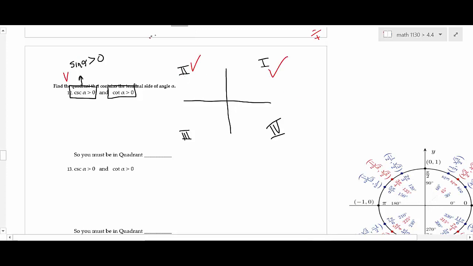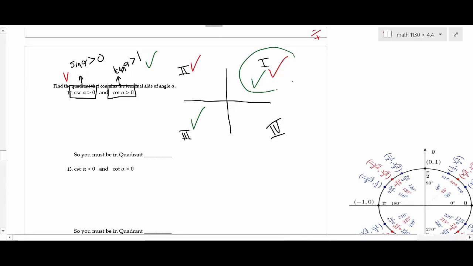The cotangent's the reciprocal of the tangent. So like we did on the last page, the tangent's positive. Where was the tangent positive on the last page? 1 and 3. So let's put a check mark here and there.